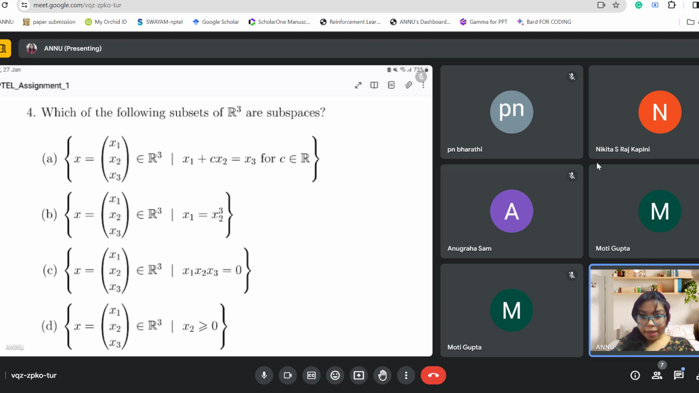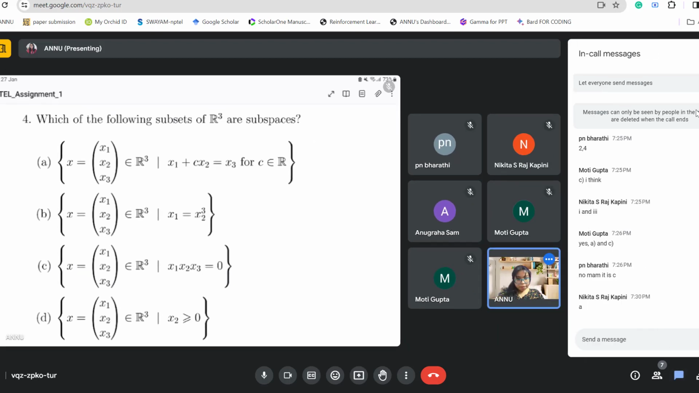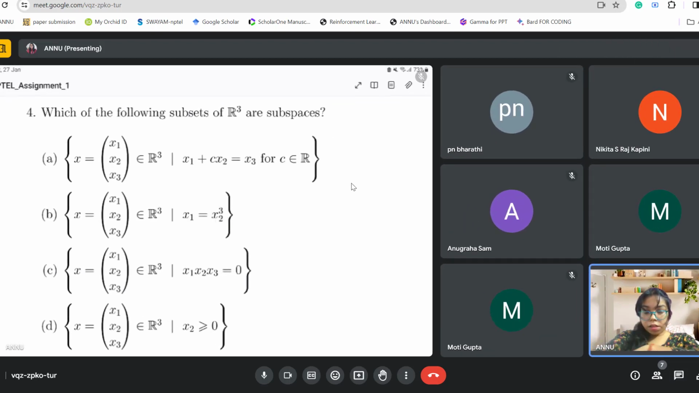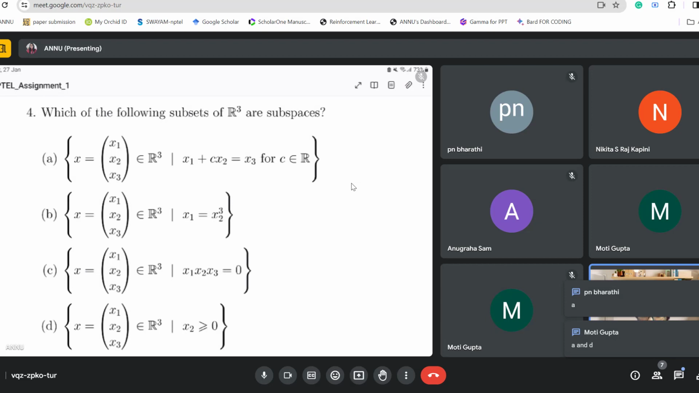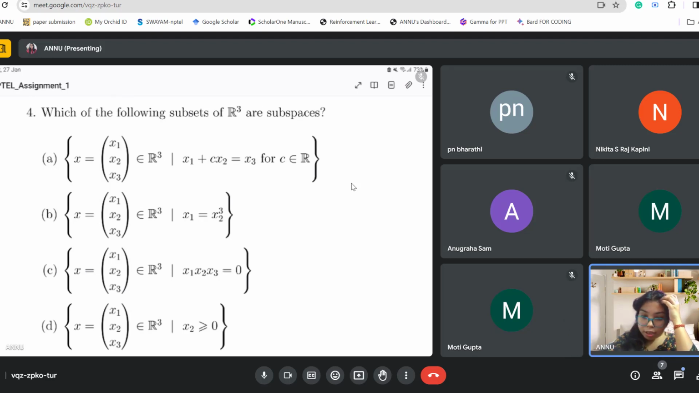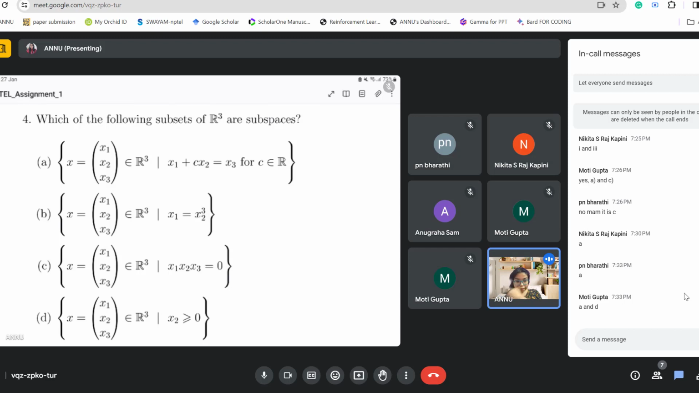Just think about whatever we have learned. A and D. A and D. A and D. Do you think these are subspaces? Moti says A and D, P.N. Bharti says A. So A is a common answer.